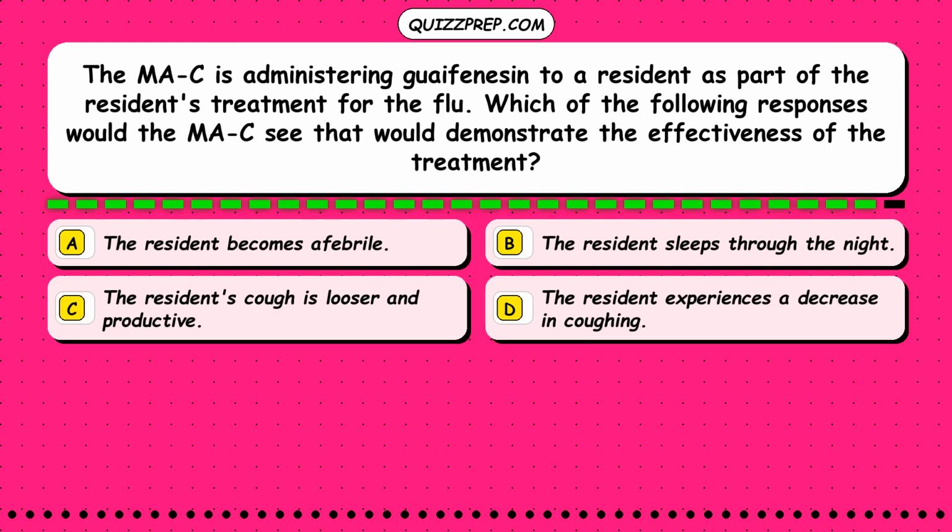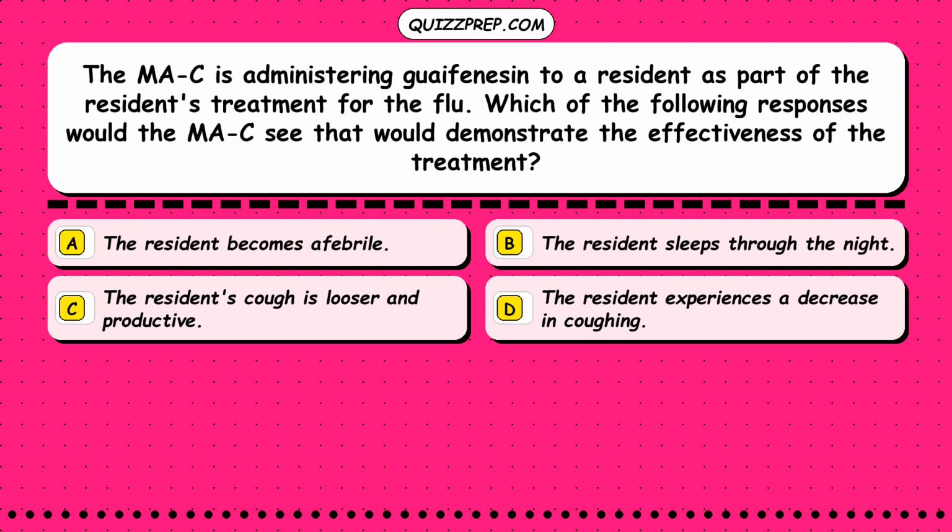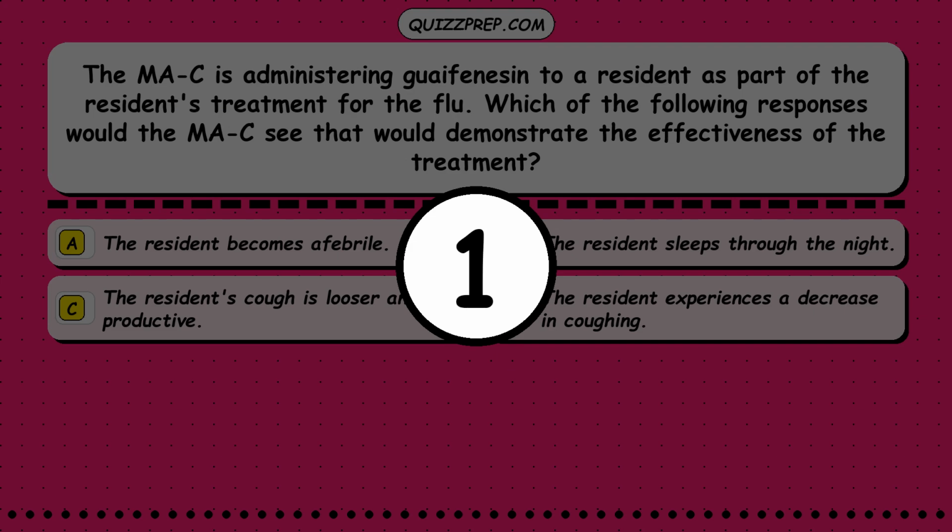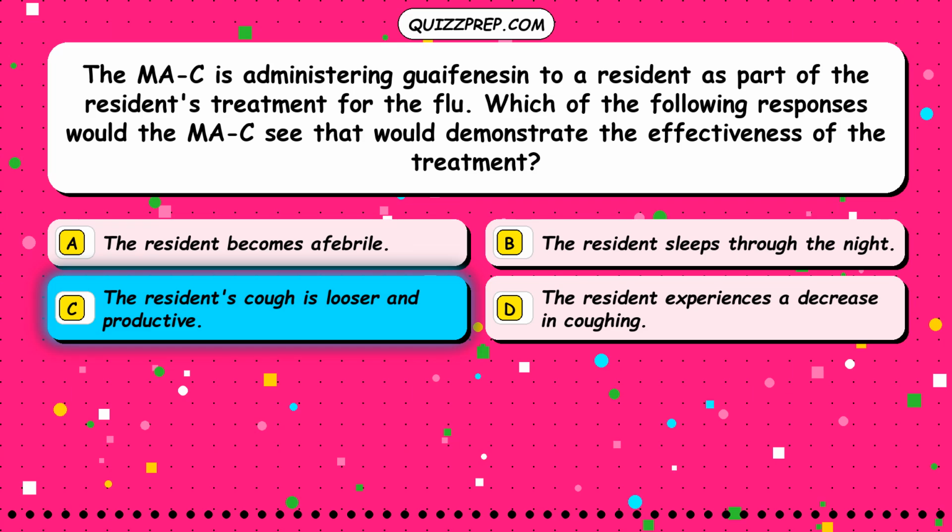Question 275. The MASI is administering guaifenesin to a resident as part of the resident's treatment for the flu. Which of the following responses would the MASI see that would demonstrate the effectiveness of the treatment? Option A, the resident becomes afebrile. Option B, the resident sleeps through the night. Option C, the resident's cough is looser and productive. Option D, the resident experiences a decrease in coughing. The correct answer is option C, the resident's cough is looser and productive.